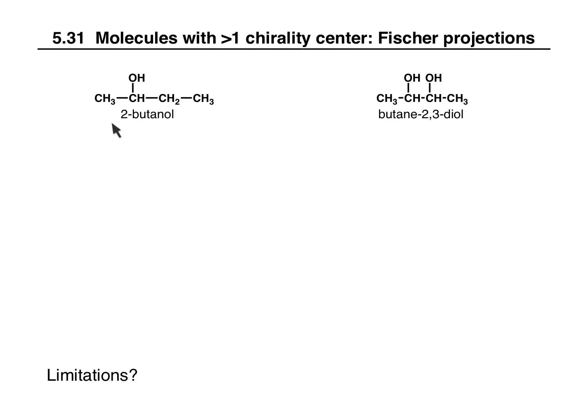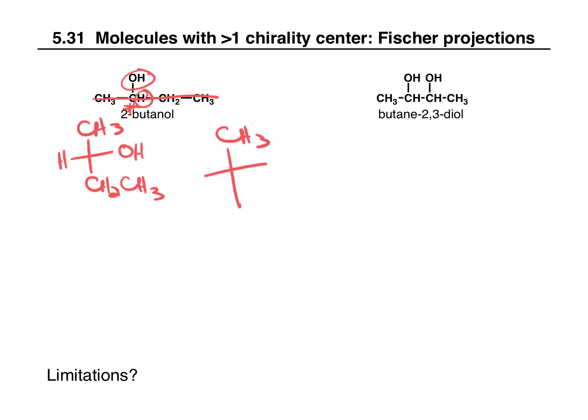So if we have a molecule such as 2-butanol, how do we draw that as a Fischer projection? Well, notice we have one chirality center, so we can draw this as a cross. On top, we have the methyl group. On the bottom, we have our ethyl group because we are putting the longest chain in the vertical. And then on the horizontal, we're going to have the OH group and the hydrogen. So one possibility is we have the H on the left, OH on the right, or we have the OH on the left and the H on the right.